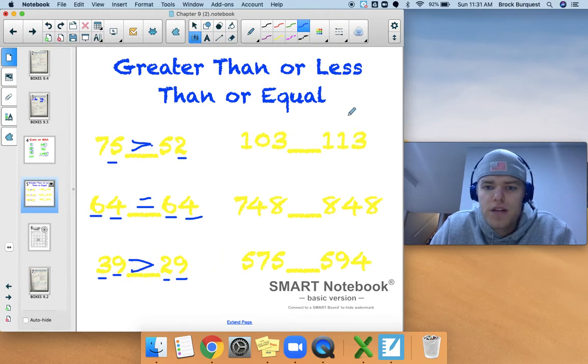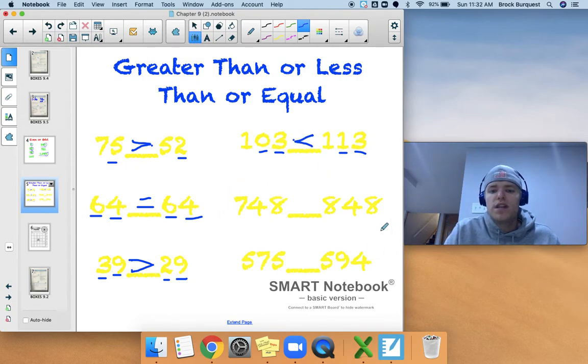Perfect. Let's look up here. 103 and 113. Okay, so we're going to start with our last number again. 3 and 3, same number. Let's look at our next one, 0 and 1. Obviously, 1 is bigger than 0, so we're going to put our 2 dots on that side and our 1 dot on that side and connect our mouth.